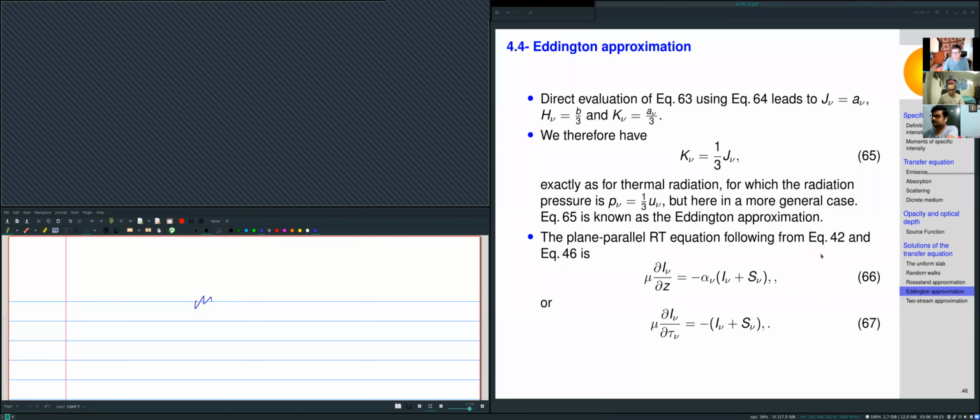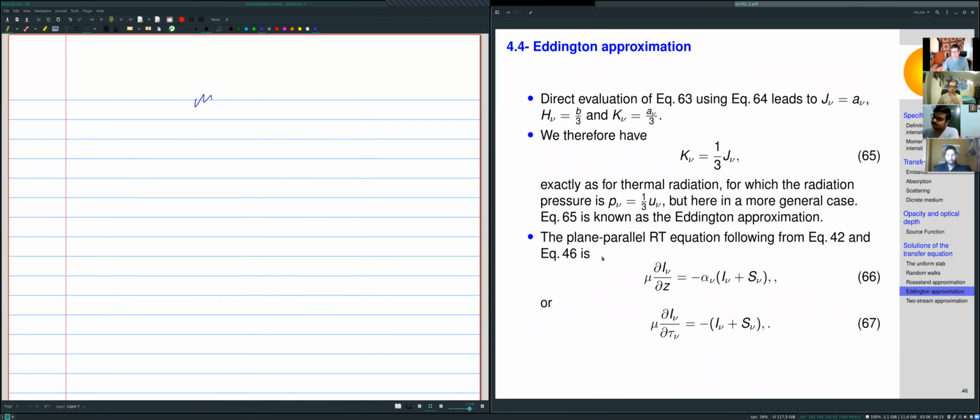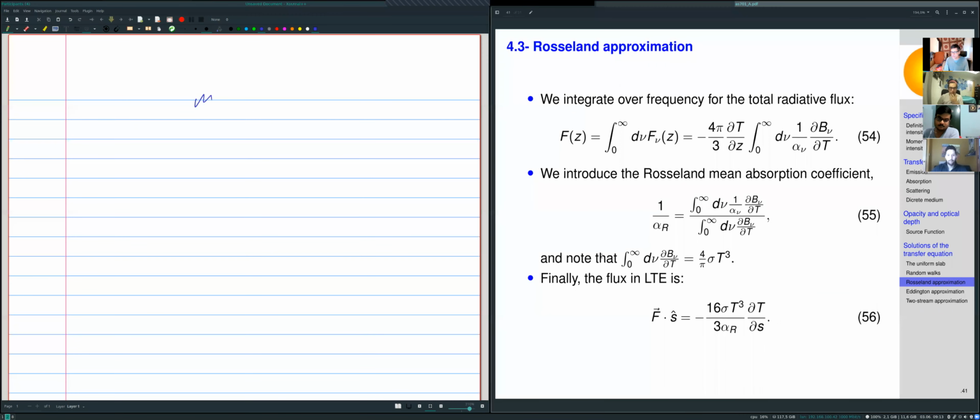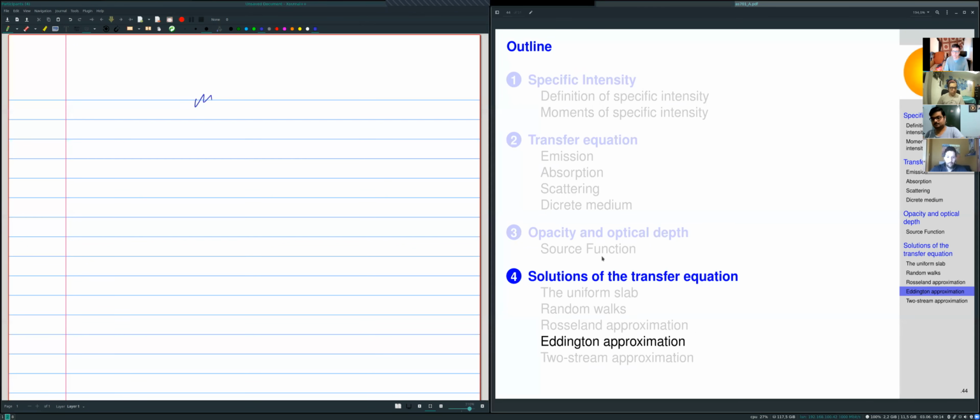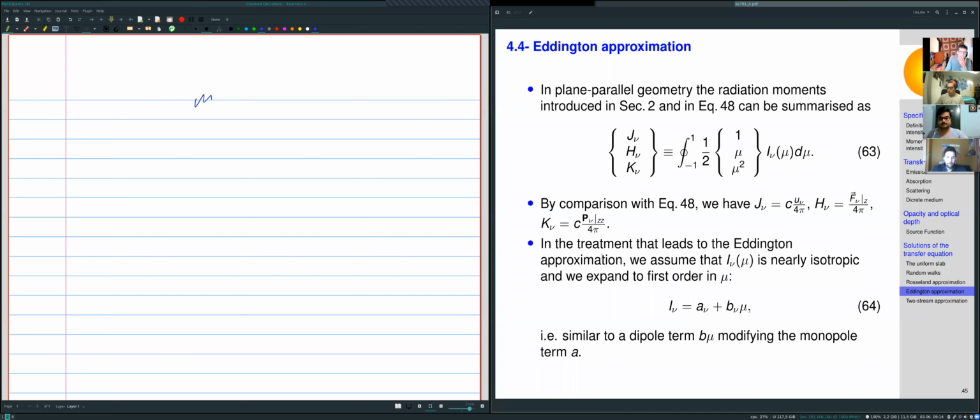Okay, so I think we're almost done with the chapter. Let me share screen. Okay. Then, so we were looking at the Eddington approximation. Good. Let me close the door.